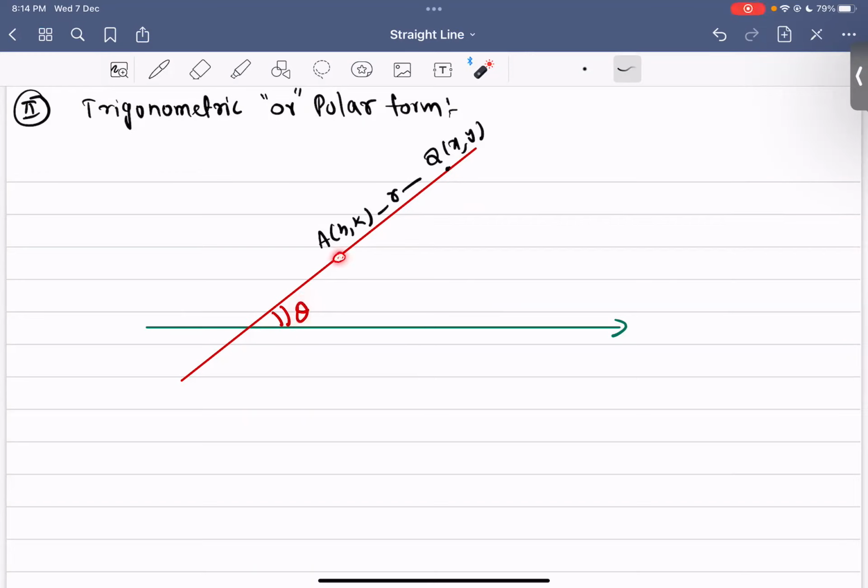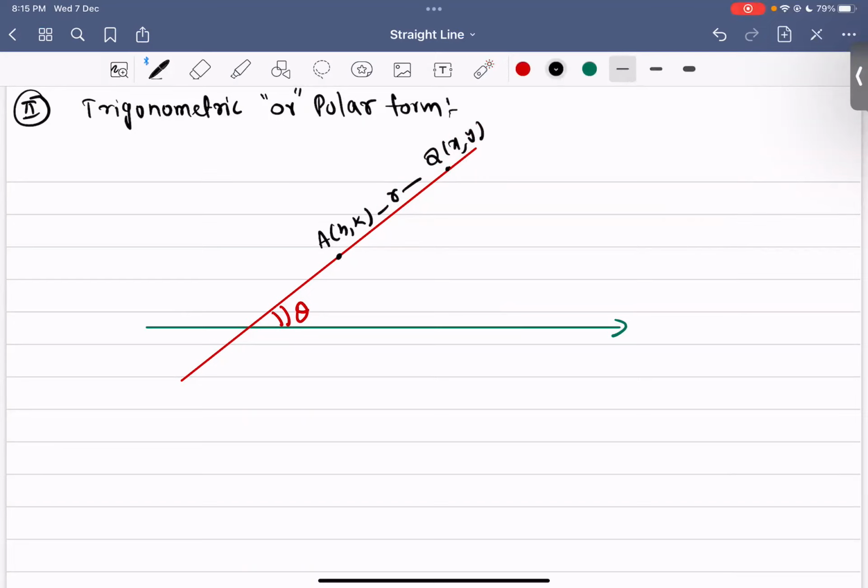A(h, k) is a fixed point. This is some given point like (2, 3) or (4, 5). This Q(x, y) is a variable point, which means r is also variable. r is a parameter. As r changes, Q(x, y) changes. For different values of r, you will get different variable points. That's why Q(x, y) is a variable point.